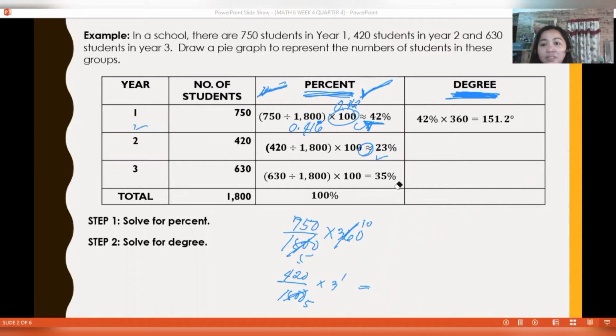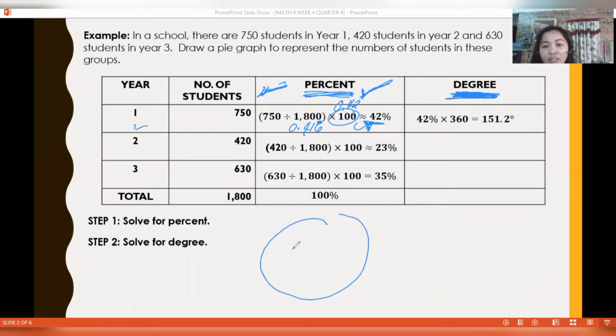At ang semicircle, or yung half circle, that is equal to 180. Ang pinag-uusapan natin dito, circle graph. So, ang isang circle that is equal to 360 degrees, a total of 360 degrees. Now, let's proceed to year 2. So, yung year 2 is 23%.